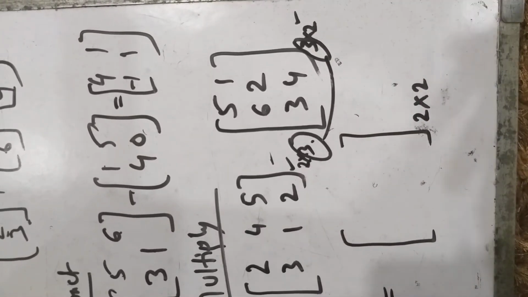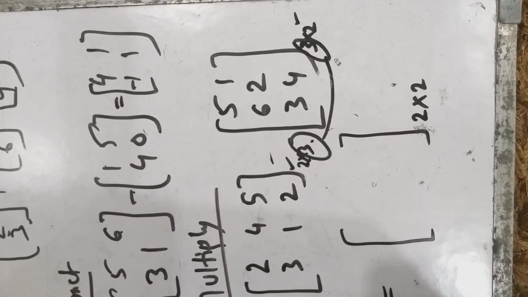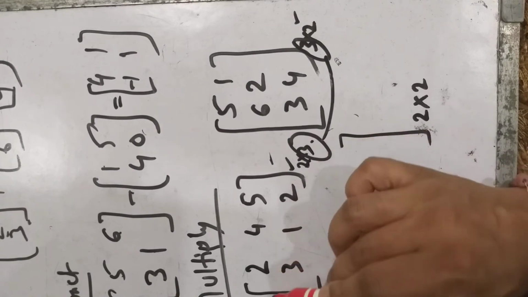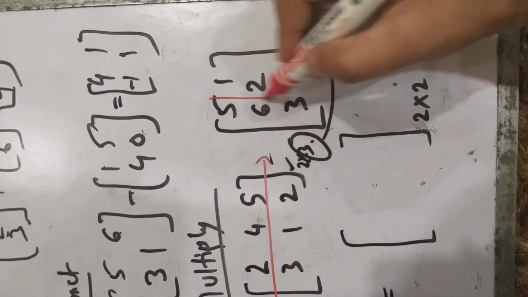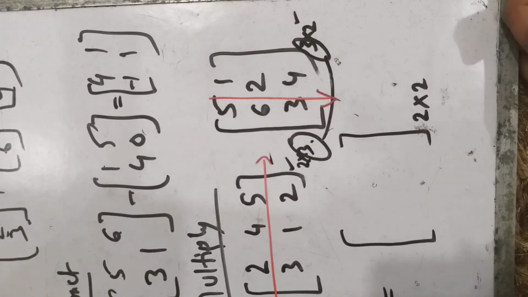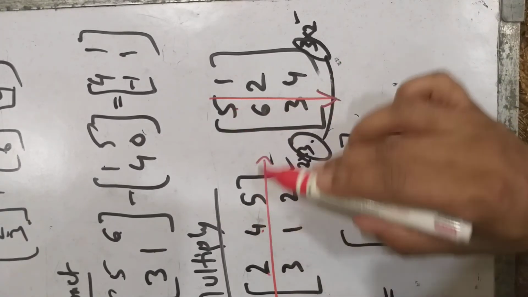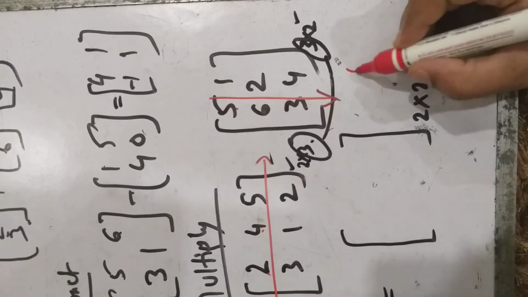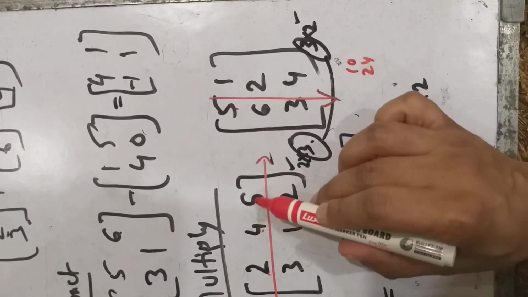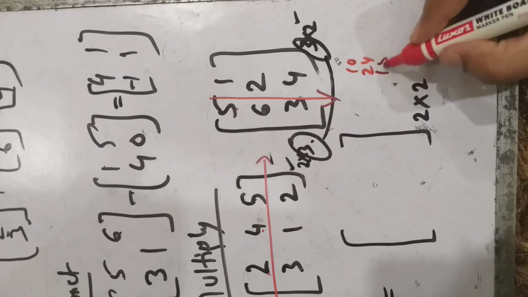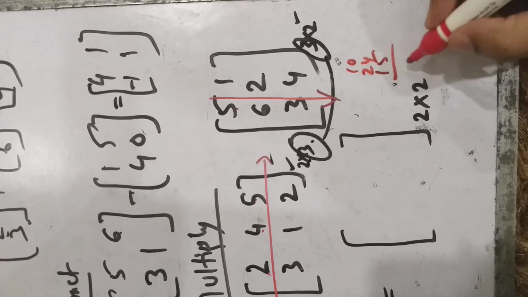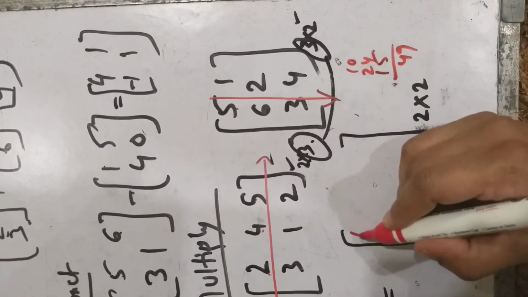So how do we multiply? Multiplication has a very simple technique. I always say running straight, falling down. Use corresponding elements and add. 2 5s are 10, 4 6s are 24, 10 plus 24, 5 3s are 15. Add all this. This comes to 49. Just write 49 here.